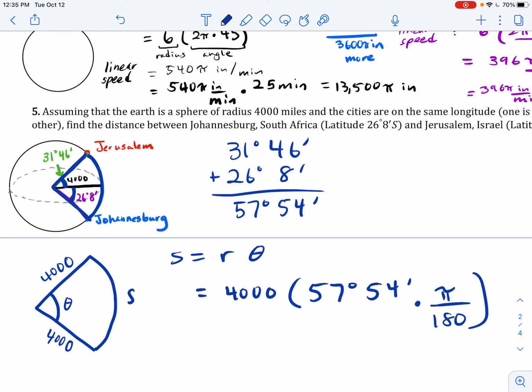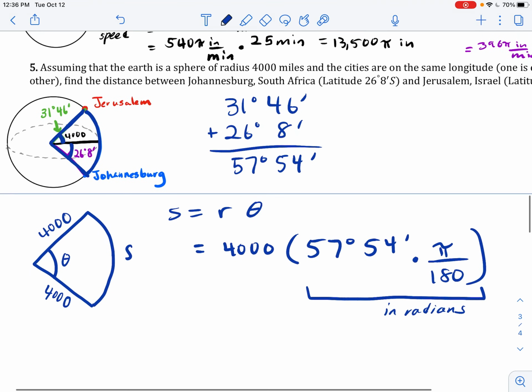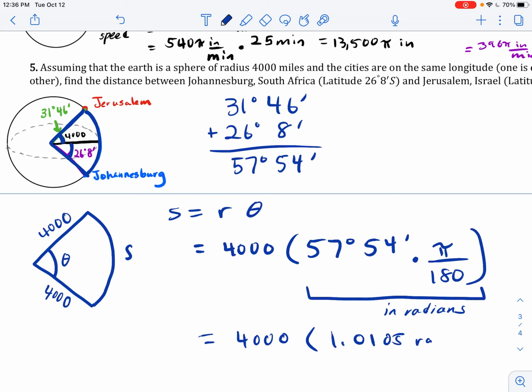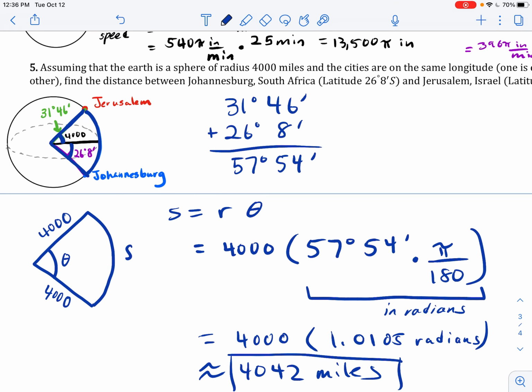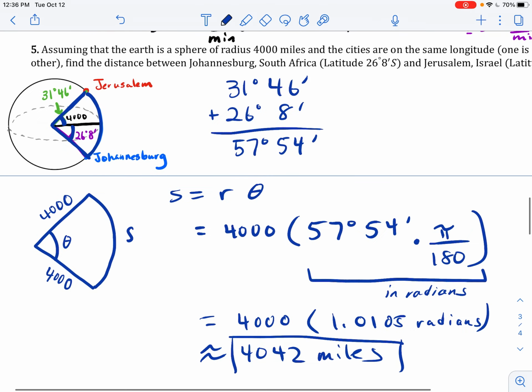So now this is our angle in radians. If you go ahead and convert that, with the radius of 4,000, this should come out to 1.0105 radians, and this turns out to be approximately 4,042 miles.